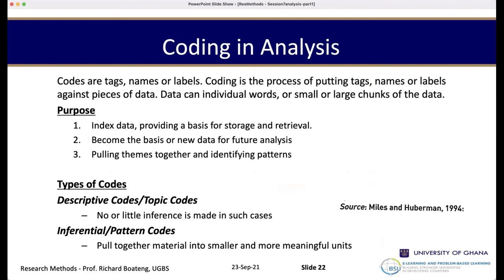Now, the purpose of coding is to index the data so that it can become the basis of storage and retrieval, so that you can find out deep from a snapshot what is happening within a particular phenomenon. Number two, it becomes a basis for new data, because as you code, you are now moving the data level to the abstract world, where you can combine different codes to be able to tell a story of what is happening in this sense. And lastly, you pull together the things you have gained from the codes to be able to identify patterns.